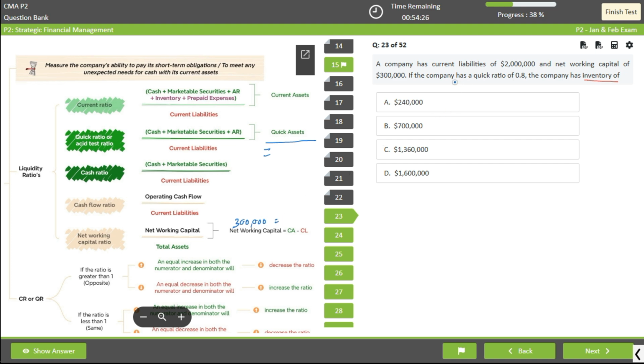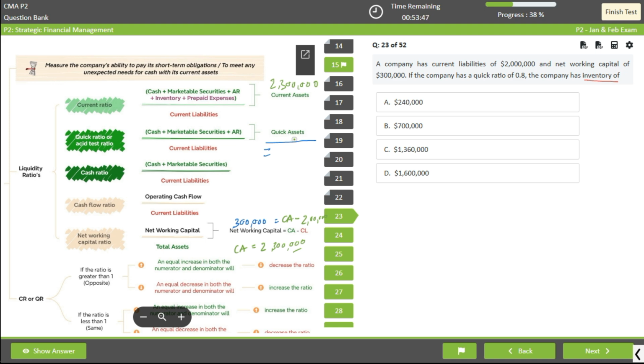What is your current assets? Current assets is not given, but current liabilities are given. Current liabilities are 2 million. So 2 million plus 300,000, the current assets will be 2.3 million. So we got current assets as 2.3 million.